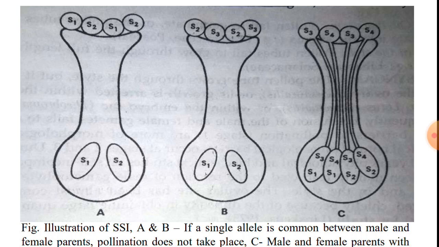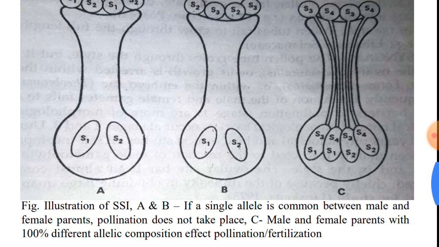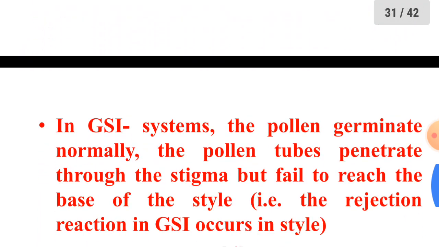Both male and female parents have different genotypes. That's why germination of all the pollen grains takes place.